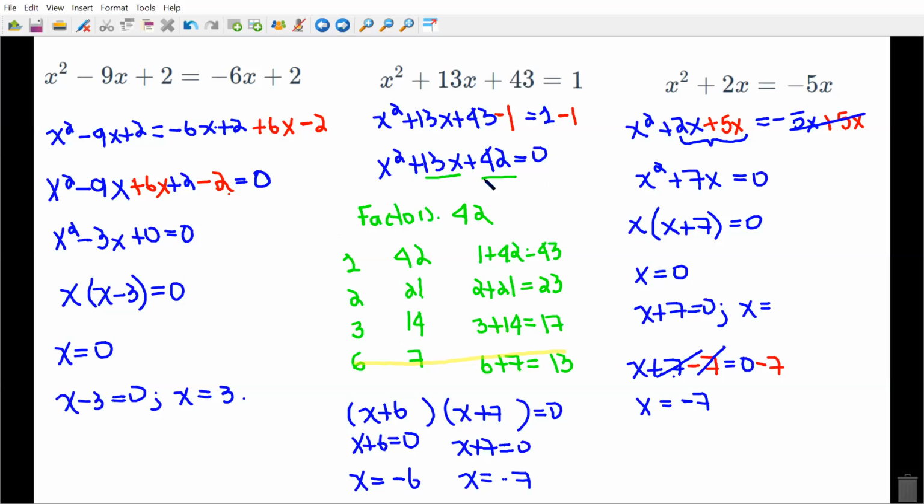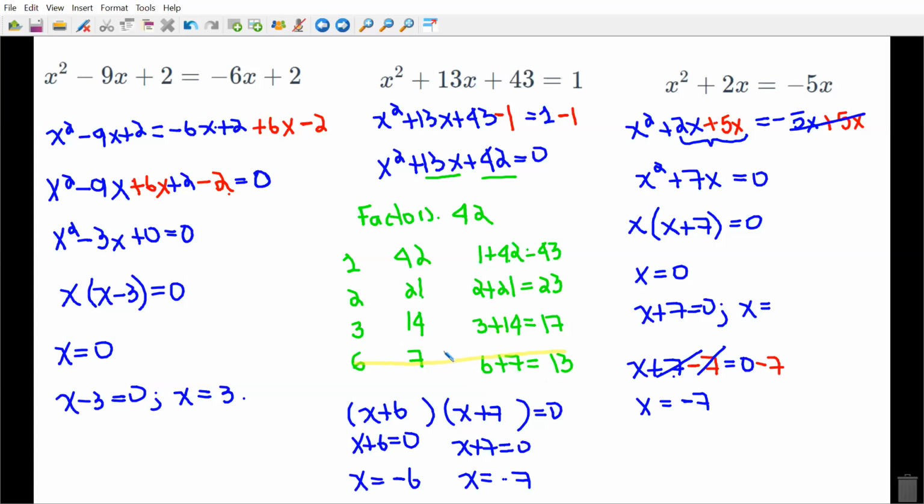I look for the factors of 42. The factors are the numbers which 42 is divisible by. So you have 1 and 42, because 1 times 42 is 42. 2 times 21 is 42. 3 times 14 is 42. And 6 times 7 is 42. Now what you do with these numbers is add them. 1 plus 42, the answer was 43. 2 plus 21, the answer was 23. 3 plus 14, the answer was 17. And 6 plus 7, the answer was 13.